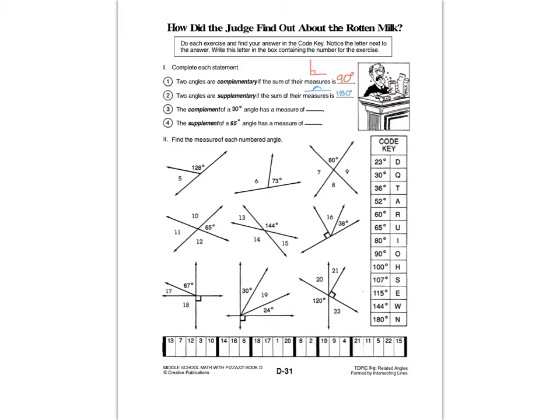So the complement of a 30-degree angle, that would mean what plus 30 equals 90 degrees. So what plus 30 degrees equals 90 degrees, or we could do 90 degrees minus 30 degrees equals 60 degrees would be our answer there.